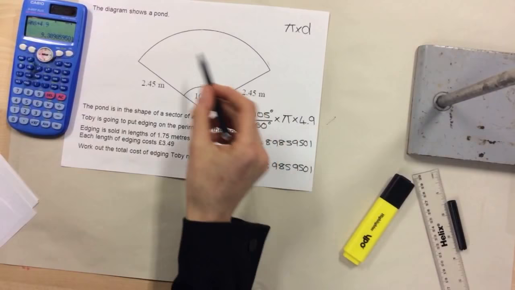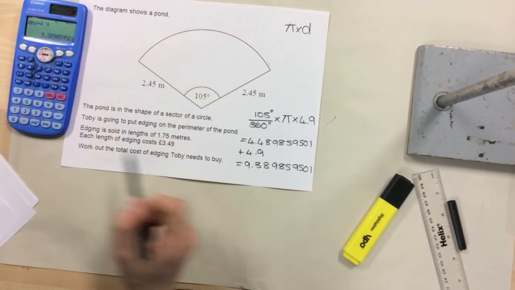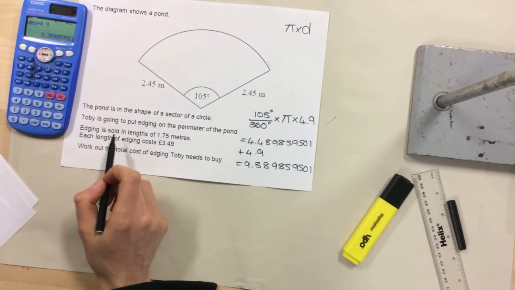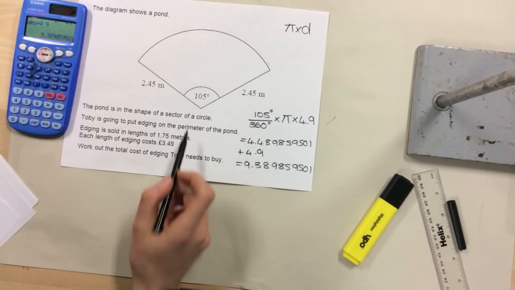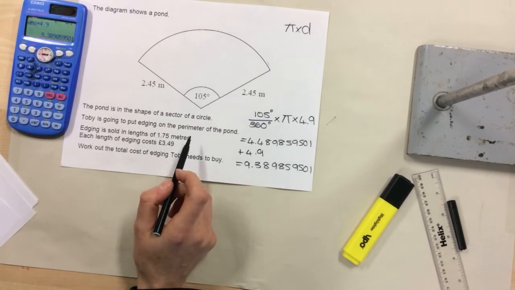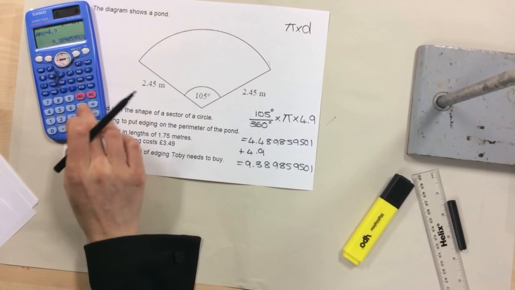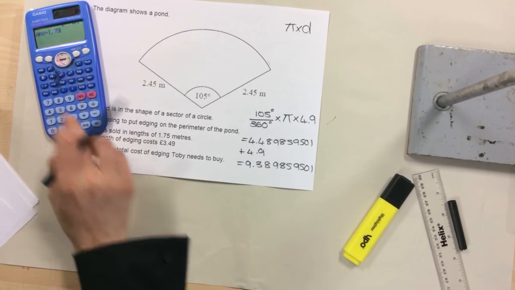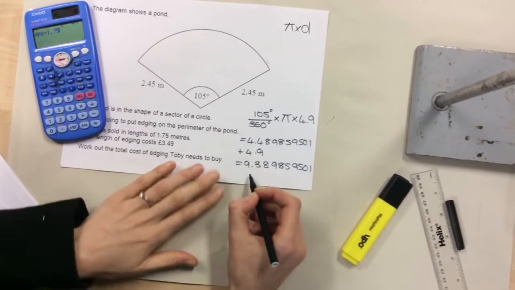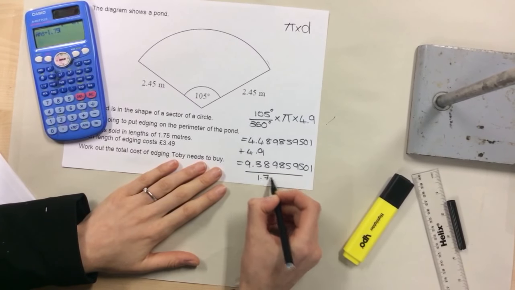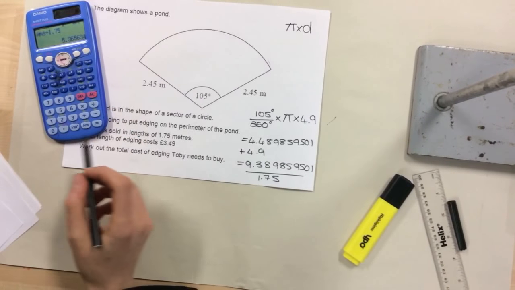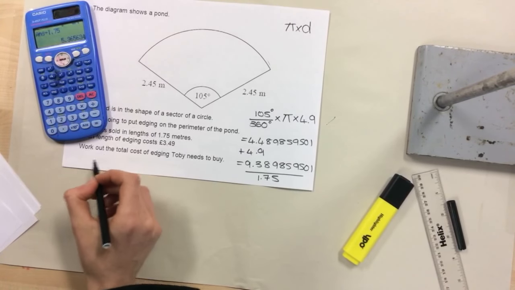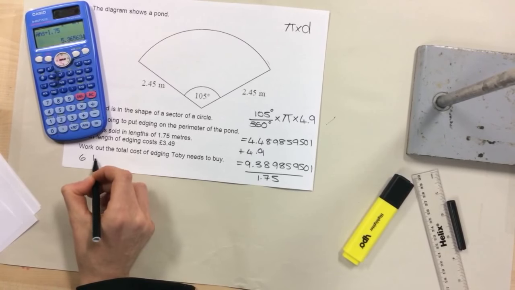Okay, so I've worked out the perimeter of this sector. Now it says edging is sold in lengths of 1.75 meters. Okay, so I need to work out how many lengths he's going to need. So I'm going to divide this by 1.75. And that gives me that he's going to need 5.4. Okay, so in this case, he's going to need 6 lengths.